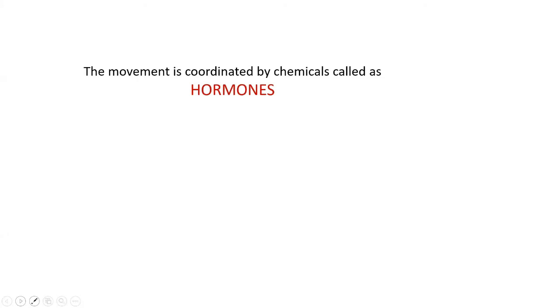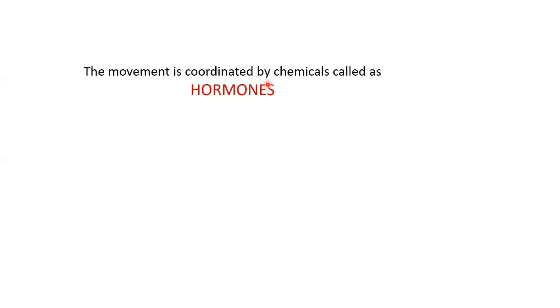Our body has many hormones. In 8th standard we learned about a few hormones like testosterone, estrogen, progesterone, growth hormone, and thyroxine hormone. We saw all these, right? So these hormones are present not only in animals but in plants also.